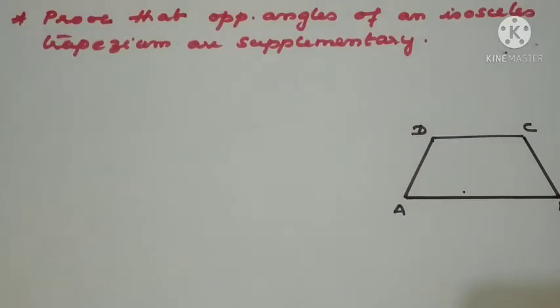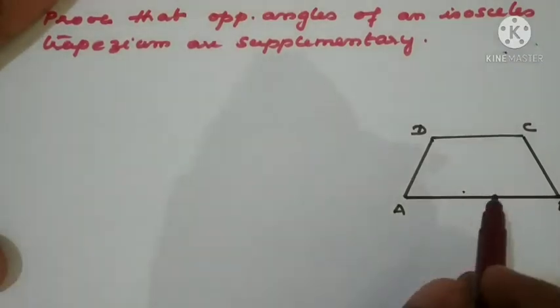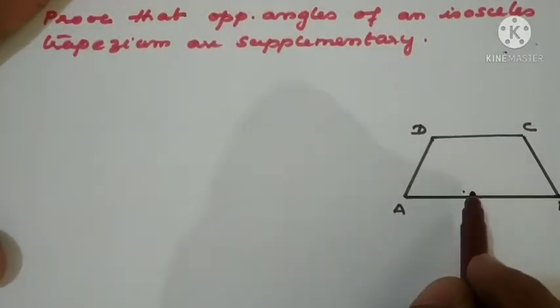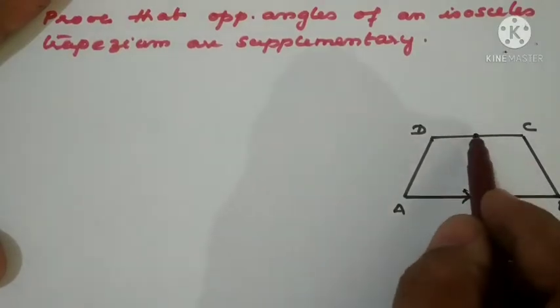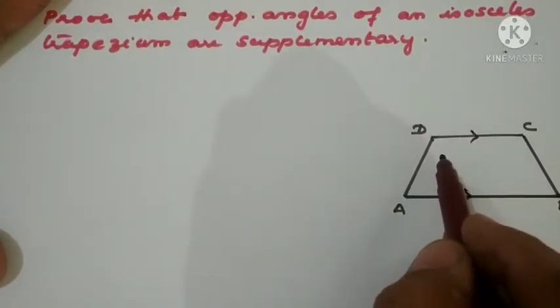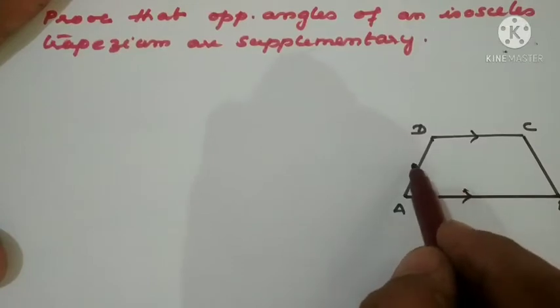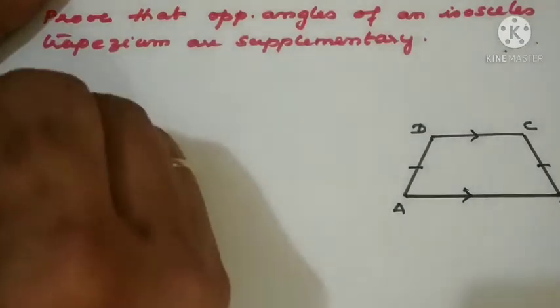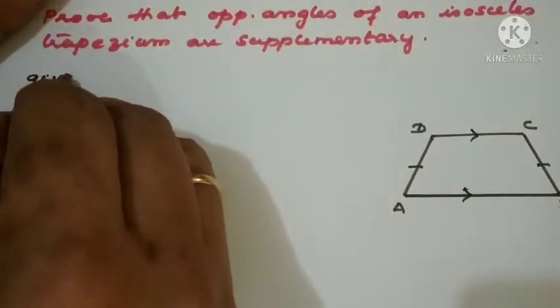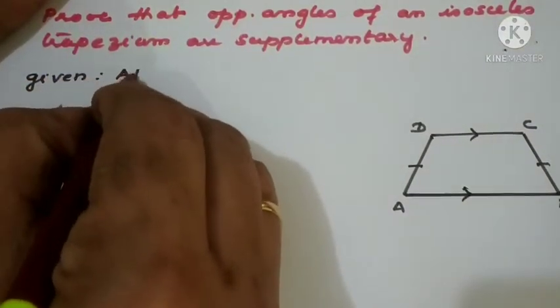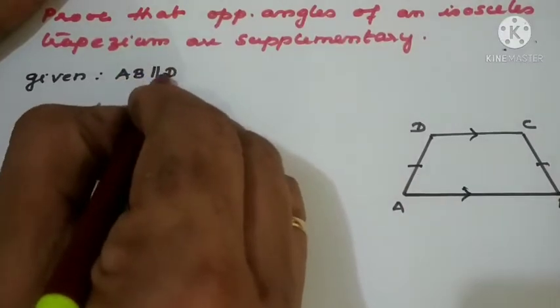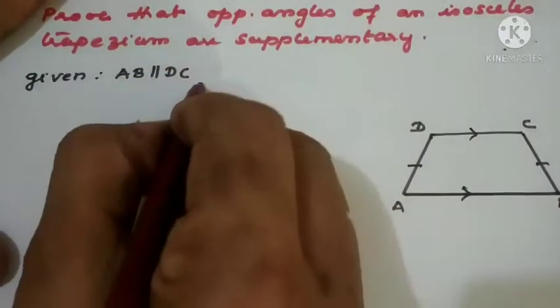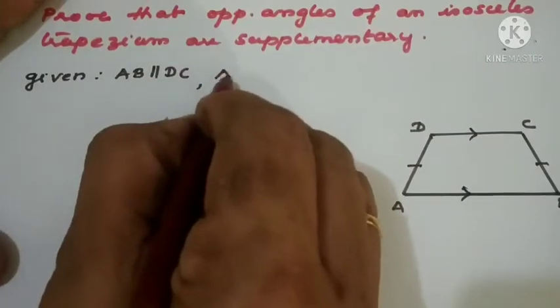Next question. Prove that opposite angles of an isosceles trapezium are supplementary. What is the meaning of the isosceles trapezium? The non-parallel sides are equal. So here AB parallel to DC is given and also AD equal to BC. It is given in the question. AB parallel to DC, right? What is the next? AD equal to BC.